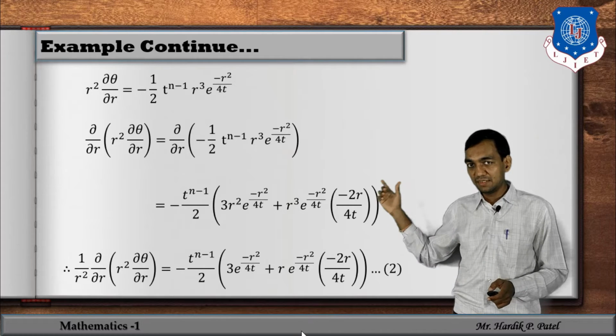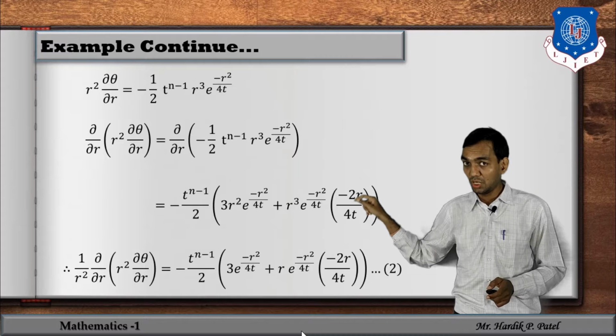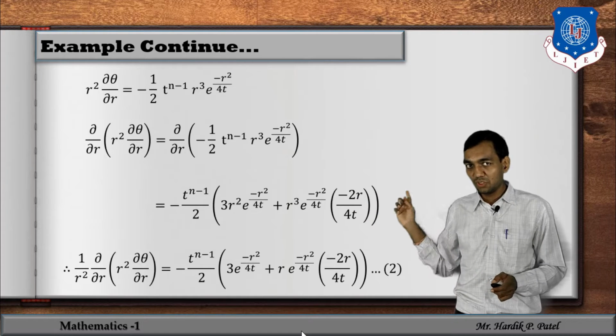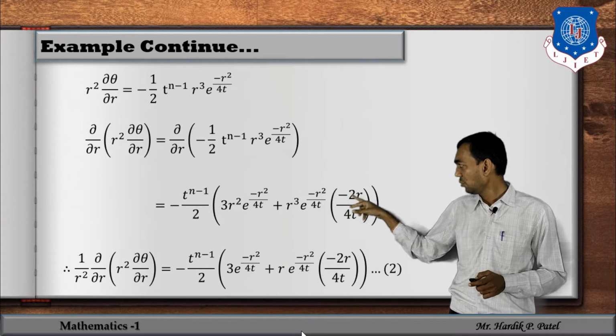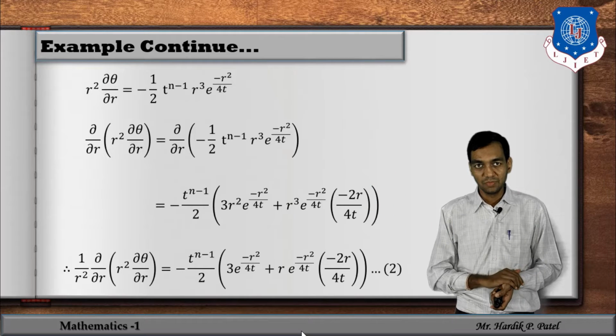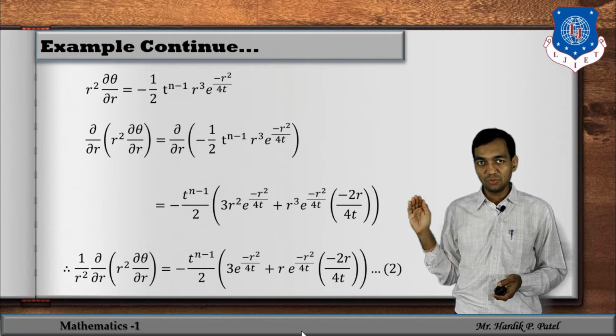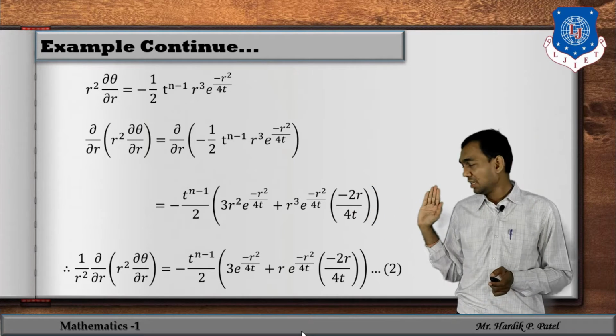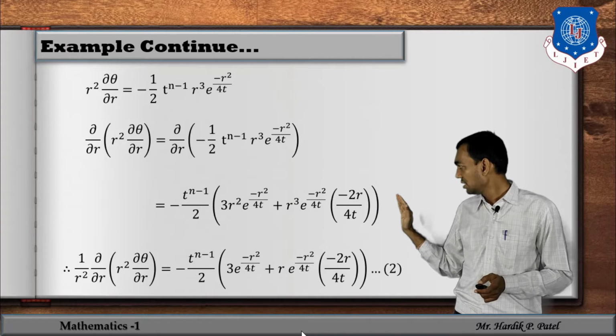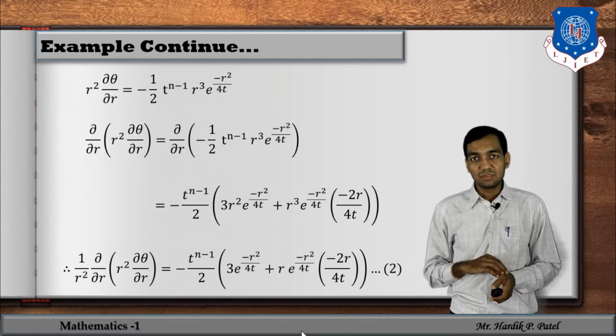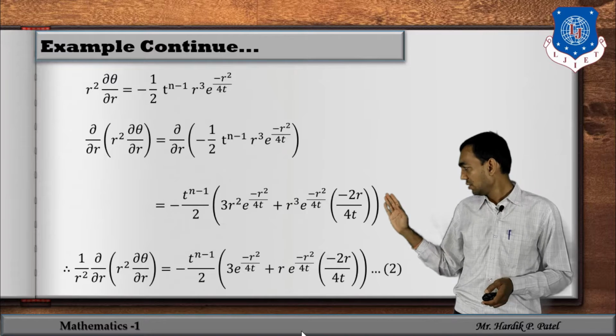Now differentiate this term both sides with respect to r. So differentiating with respect to r, minus 1 upon 2 into t raised to n minus 1 is constant. So we are going to separate it, and in the remaining part r square into e raised to minus r square by 4t, you have to apply u into v.